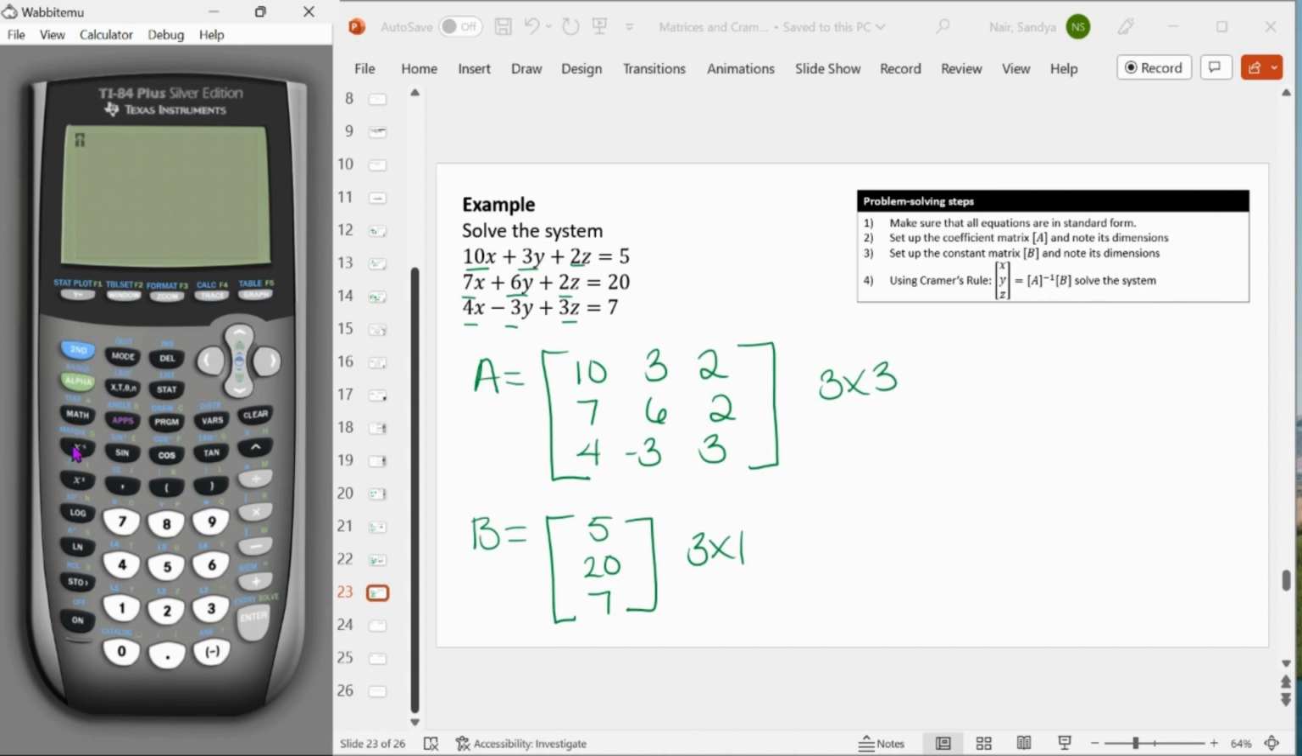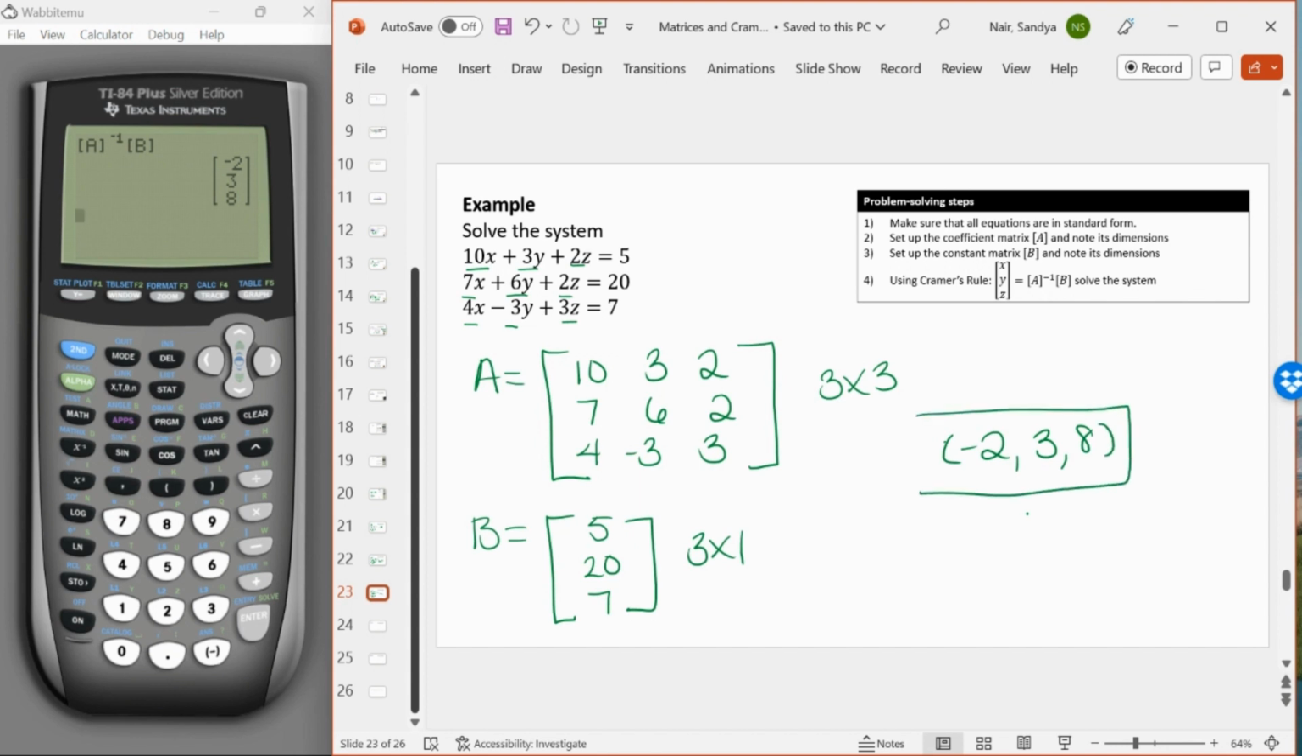So we do second matrix, choose matrix A from the names menu, do the inverse button, and then second matrix, and then choose matrix B from the names menu, hit enter, and then hit enter again, and it does give us our solution. And we're going to write that as an ordered triple. So we have -2, 3, and 8, which is the solution to our system of equations.